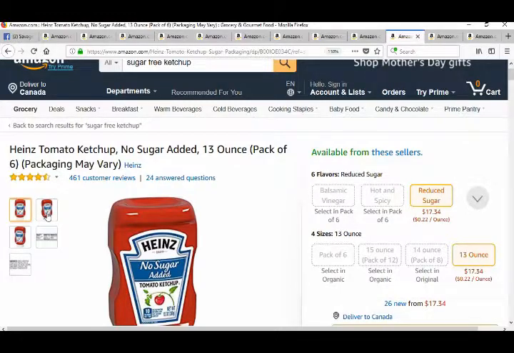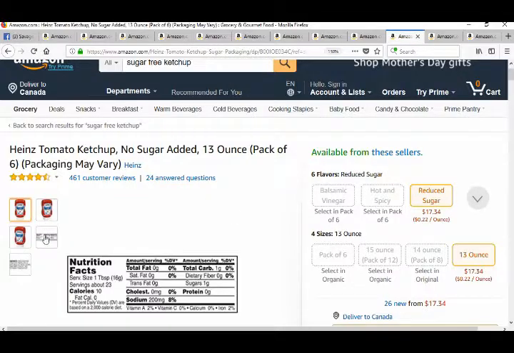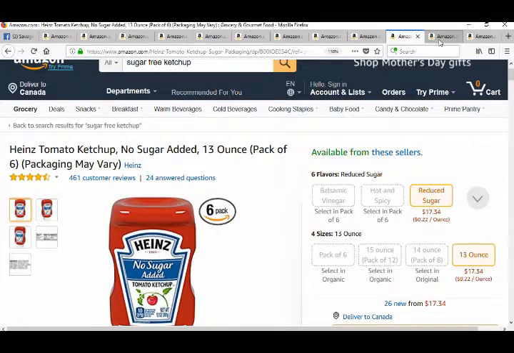This is Heinz tomato ketchup. You can actually get this at most Walmarts. No sugar added, 13 ounces. You go here, you check out the nutritional facts. One teaspoon has 1 gram of carbs and 1 gram of sugar. Relatively high in sodium. We're going to say 8% of your daily intake. But 1 tablespoon of this stuff on your egg whites just to enjoy is not going to make or break your diet. So, highly recommended.